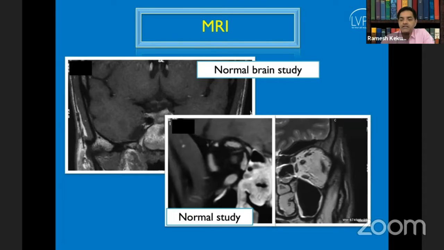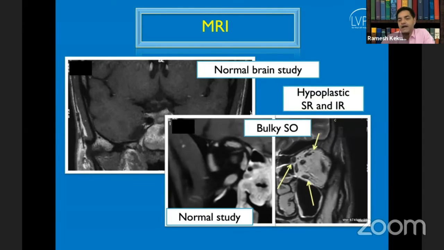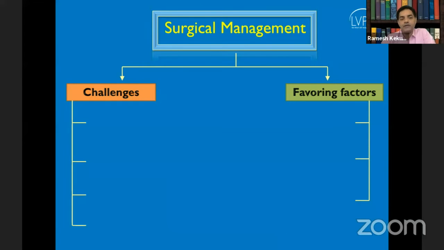The primary pathology here is not in the muscle, it's in the nerves. But because of hypertropia, atrophy sets in. You can see other than bulky superior oblique, all the other muscles are thinned out. Because of that bulky superior oblique, they can also have hypertropia in this patient.